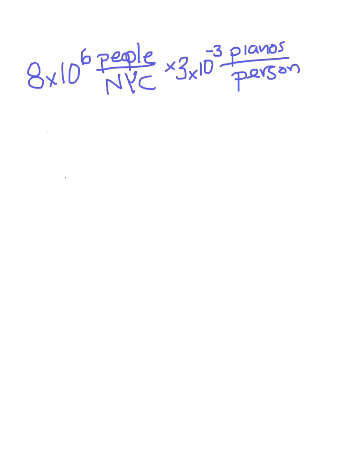So if we look at that, you can multiply that out, and you're going to get 24 times 10 to the third, that's just 8 times 3, times 10 to the 6th times 10 to the negative third. And if we look at the units, we get what's perhaps a little bit more interesting. Looking at the units, we see that people and person cancel out, leaving us only pianos per New York City. 24,000 pianos for New York City.